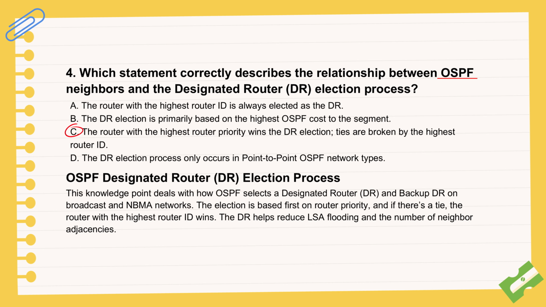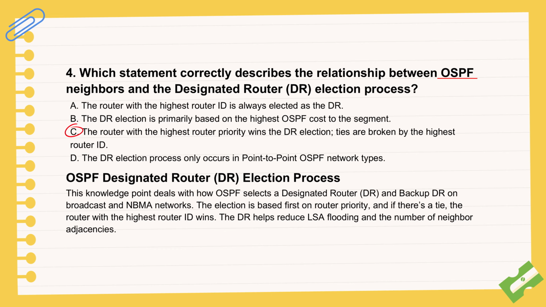Priority trumps ID. Interesting. And remind us why OSPF even does this election. On broadcast networks or NBMA? Oh, it's purely for efficiency and stability. Imagine if every router had to form an adjacency, a full connection with every single other router on that segment. Right, that would get messy fast.